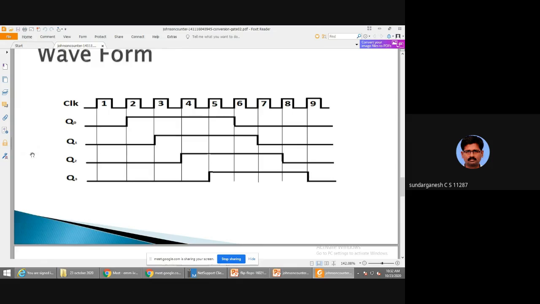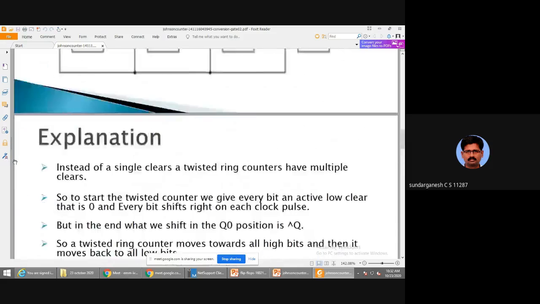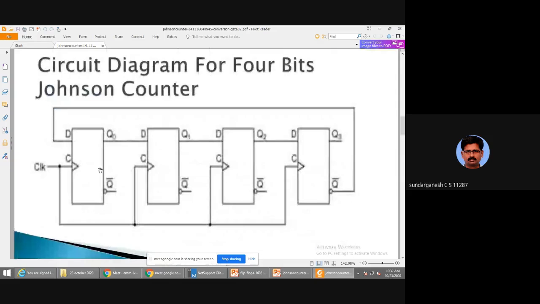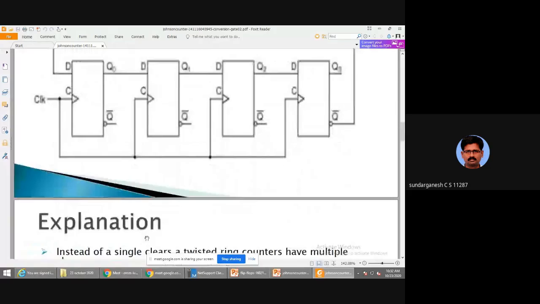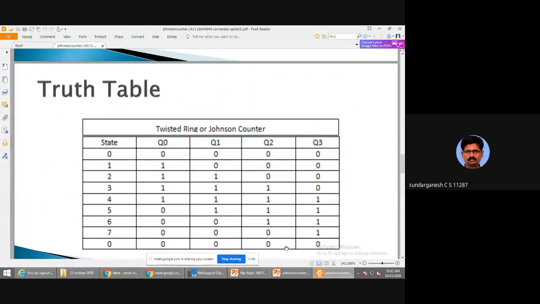If they mention how many bits, you have to draw the corresponding timing diagram. If I ask you for a 3-bit counter, you have to draw only 3 flip-flops. You eliminate this one, and this output is taken as input to the D flip-flop. Similarly, in the truth table, you have no Q3, only up to Q2. So the states will be only 0, 1, 2, 3, 4. Once again, it becomes 0. So it has only 3 states.